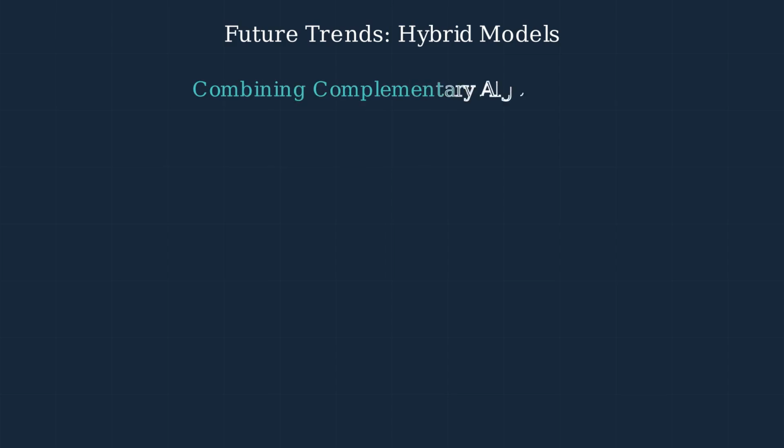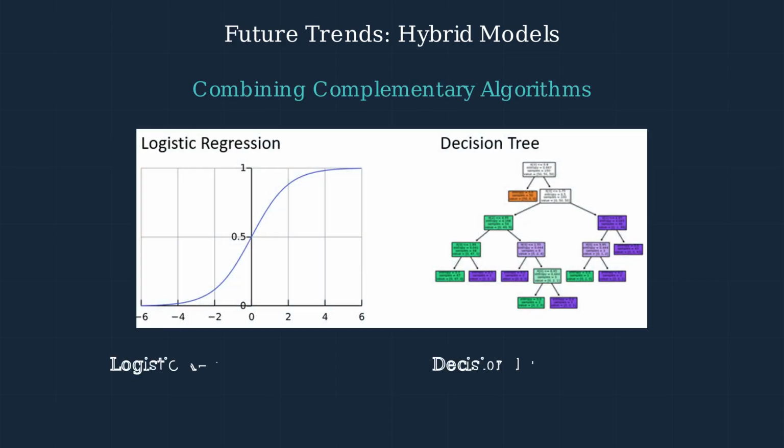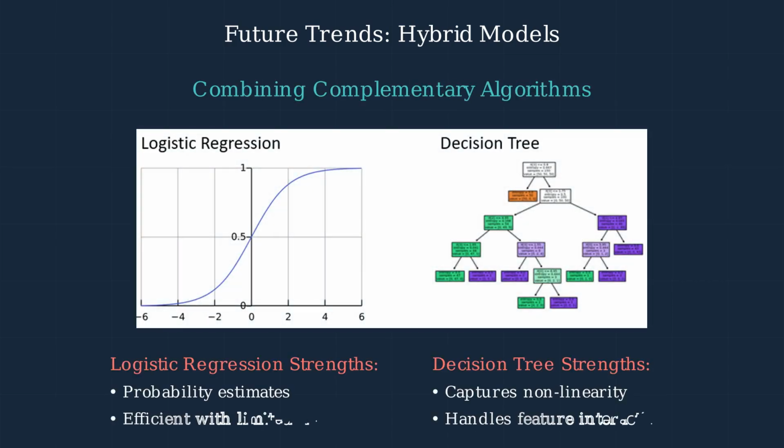Logistic regression and decision trees have complementary strengths. Logistic regression provides reliable probability estimates and works efficiently with limited data. Decision trees, on the other hand, excel at capturing nonlinear relationships and feature interactions. Combining these approaches creates models that leverage both sets of advantages.